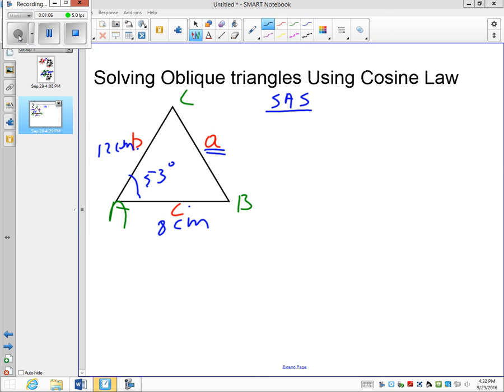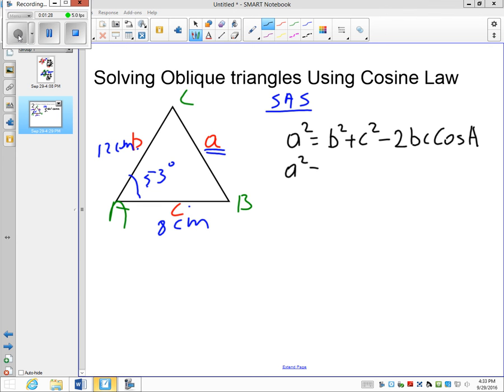We're going to have A squared equals the square of the other two sides, B squared plus C squared, minus 2 the product of the other two sides multiplied by cosine of the angle opposite side A. Okay, so this is the formula. Let's plug in the information from the triangle.